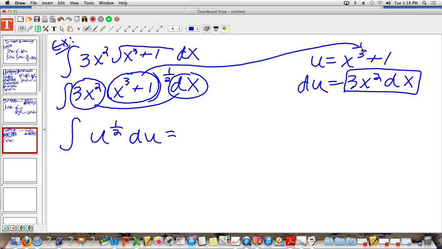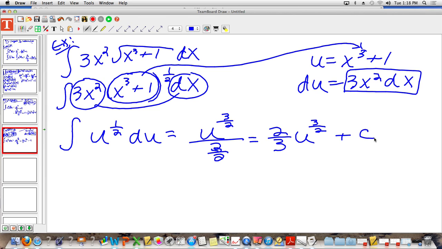Now we need to integrate this. How do we integrate? Add 1 to the power. So we have u to the power of what? 3 over 2, divided by 3 over 2, which is really the same thing as, yes, that really is a 3 over 2 on the bottom here, 2/3 u to the power of 3 over 2 plus C. But now we just need to replace the u with what we called u. So this is 2/3 x cubed plus 1 to the power of 3 over 2 plus C.